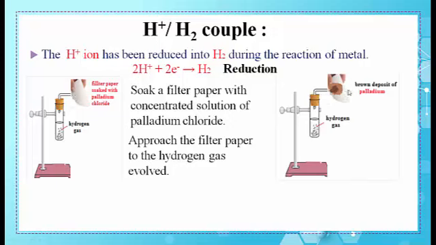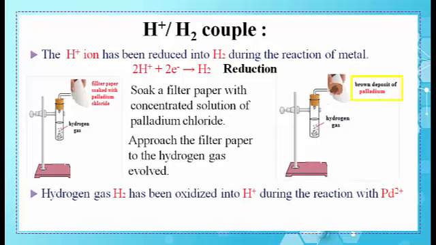Now look here what happened. This filter paper, we have a brown deposit on it. There is a brown deposit of palladium on this filter paper. What does this indicate? This indicates that the hydrogen gas which is produced in this reaction is being oxidized into H+ ions during the reaction with Pd2+, forming palladium. This means that hydrogen gas is being oxidized into H+ ions by losing 2 electrons. This half reaction is an oxidation half reaction since there is loss of electrons.